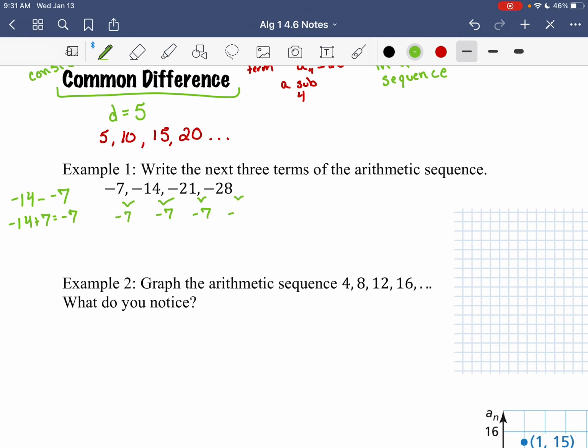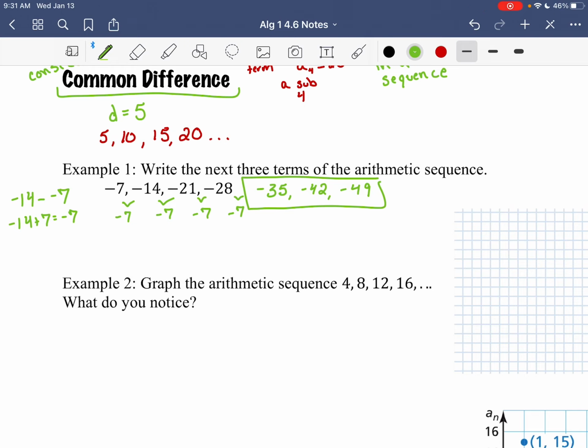So now I just need to keep going down by 7. If I'm at -28 and I go down by 7, that'd be -35. Go down by 7 again, -42. Down by 7 again, -49. It says write the next 3 terms of the arithmetic sequence. There are the next 3 terms. So first step, find that common difference, and then extend that pattern.